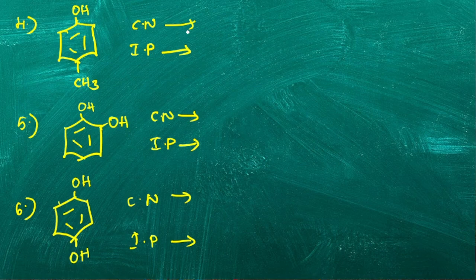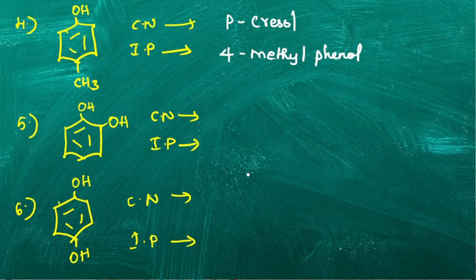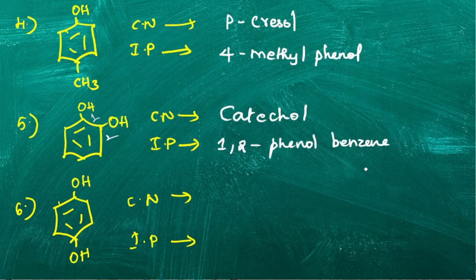Now OH and OH are attached. When OH and OH are attached at positions near to each other, then they are called catechol. Catechol, or catechol, whatever you pronounce. Then the IUPAC name is going to be, see, this is the first position and this is the second position. So at both positions OH is attached. So 1,2-dihydroxybenzene. You can write this as the IUPAC name.